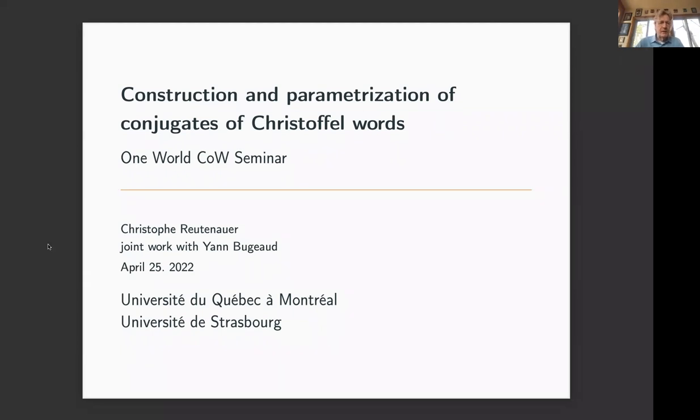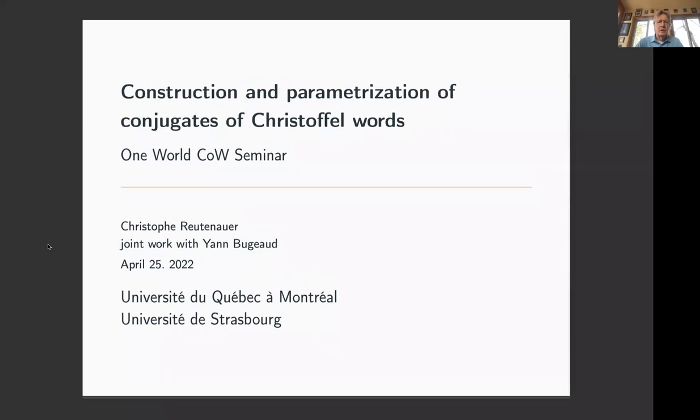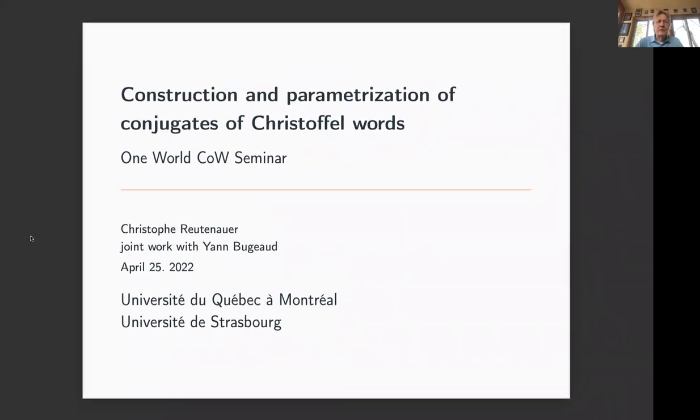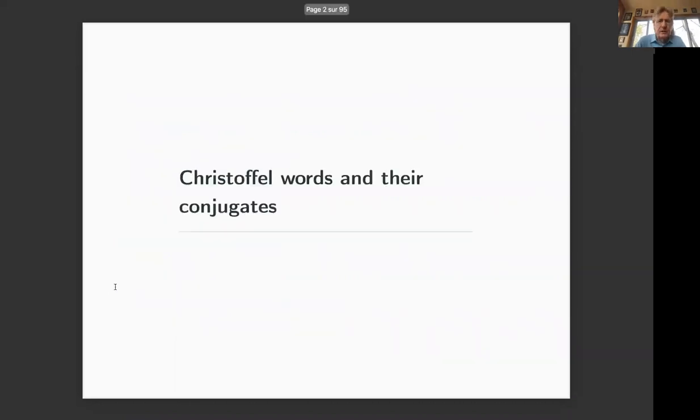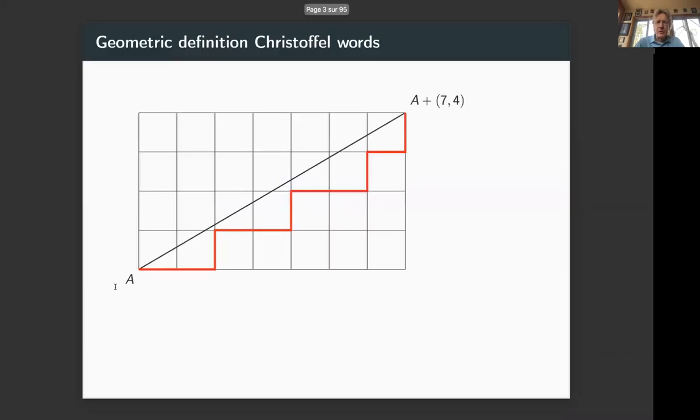So I start my talk. We did this work last fall, essentially, and that's it. So I start with a section called Christoffel words and their conjugates, with some motivation.